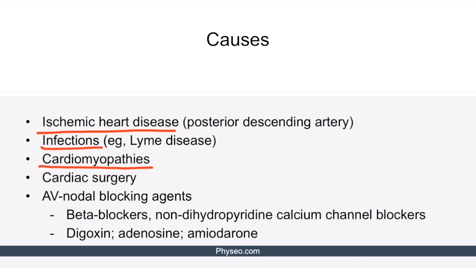Cardiomyopathies cause stretching of the conduction system, resulting in AV block. Cardiac surgery can cause AV nodal fibrosis, resulting in any degree of AV block. Finally, AV nodal blocking agents may significantly delay impulse transmission from the atria to ventricles. These agents include beta blockers, non-dihydropyridine calcium channel blockers, digoxin, adenosine, and amiodarone.